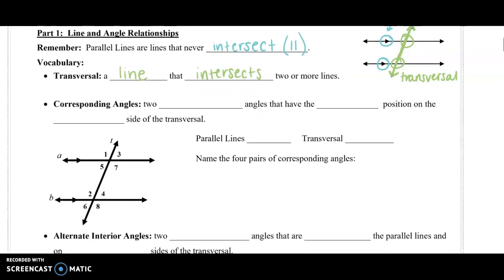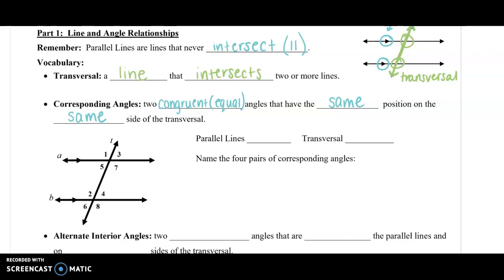Corresponding angles. Corresponding angles are two congruent angles. Congruent is also the same as equal. So two congruent or two equal angles that have the same position on the same side of the transversal. Okay, same position, same side of the transversal. We're going to look at that in just a second, but first let's look at this example.